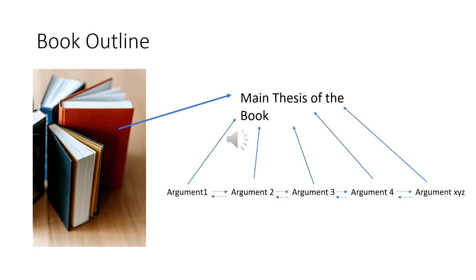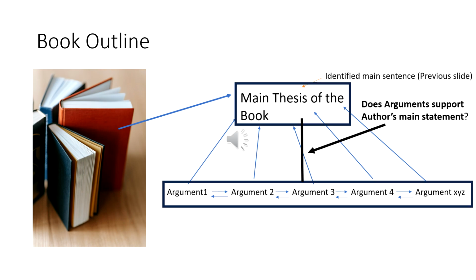In this slide, we observe a diagram illustrating how arguments of a book relate to each other while at the same time they are linked to the author's main thesis. By making an outline of a book, we identify all its components, the main thesis, and its supporting arguments. This will allow us to assess whether the arguments made by the author support the selling points written on his or her book cover.